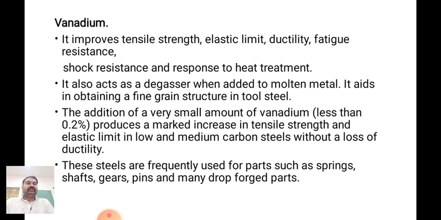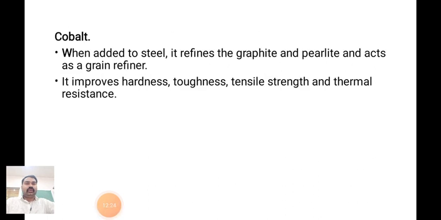Those springs are used in different suspension work, such as in two-wheeler bikes as well as in four-wheeler cars, then in shafts, gears, pins, and many drop forge parts. This is the application of steel containing vanadium, as well as the different properties obtained by the addition of vanadium in the steel. Then next, cobalt.